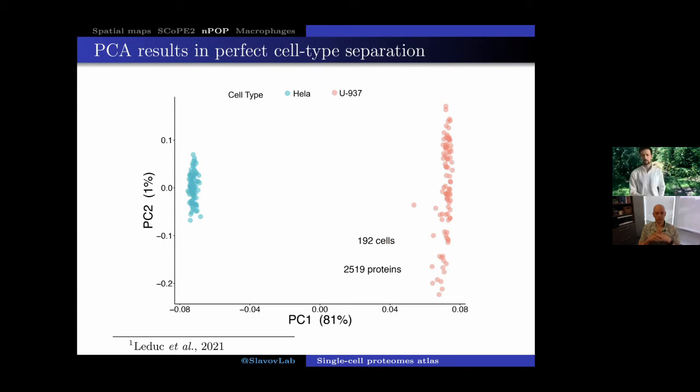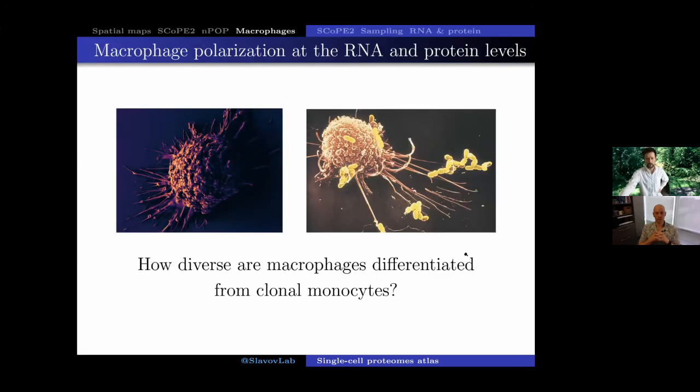The technology that we have is well past the point of just being used for classifying cells. We can look at much finer variation within a particular cell type. And I'll illustrate a little bit of our work and the capabilities that we have with this example, where we focused on differences between macrophages that differentiate from a clonal monocytic population.